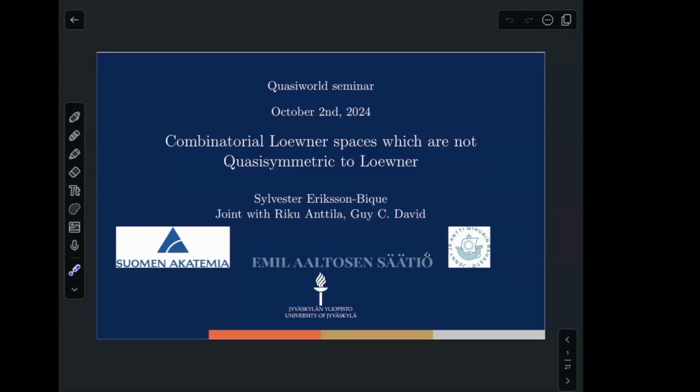about, namely this work that I've done with Riku, and also I'll mention some work with a guy on the combinatorial Loewner spaces, and a question about when they're quasi-symmetric to Loewner spaces.